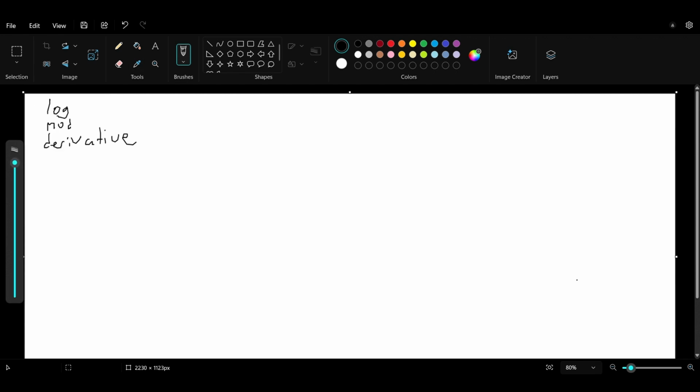Basically a log is, as I said before, a function. A log is short for logarithm. Let me just write a problem here. So we have log 2 of 8. So let's first define log.